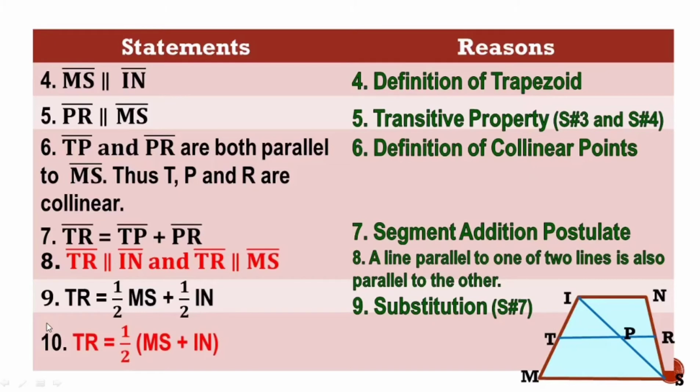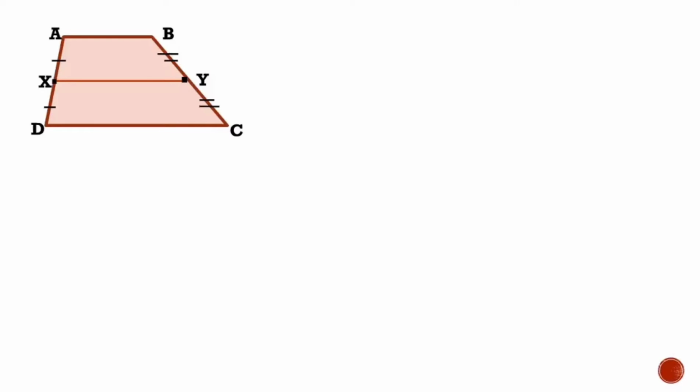And number 10, we have TR is 1/2 of the sum of MS and IN, and that is by addition. We just finished analyzing the proof of the theorem.